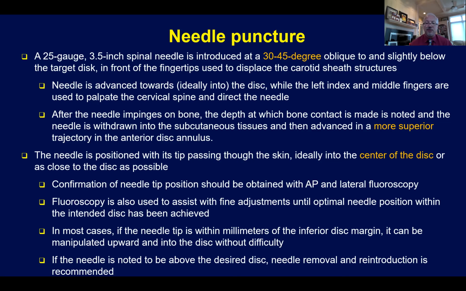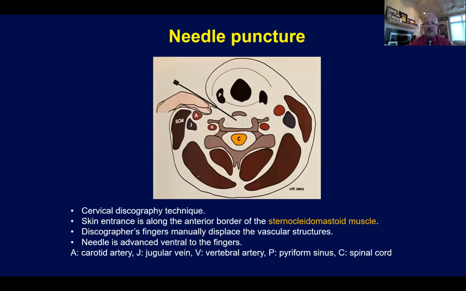You can certainly take a different trajectory with your needle by having that curve in the distal tip. The center of the disc is the target, and this will typically be found at several millimeters once the thick outer layer of the annulus fibrosus is penetrated. Confirmation of the needle tip should be attained using AP as well as lateral fluoroscopy, and then the injection phase commences. This is a graphic demonstrating the 30 to 45 degree angle from midline. It demonstrates that we're placing the needle along the anterior border of the sternocleidomastoid muscle, and the needle is advanced ventral to the fingers.